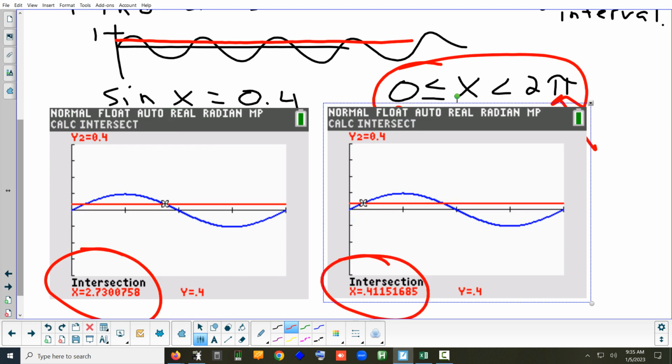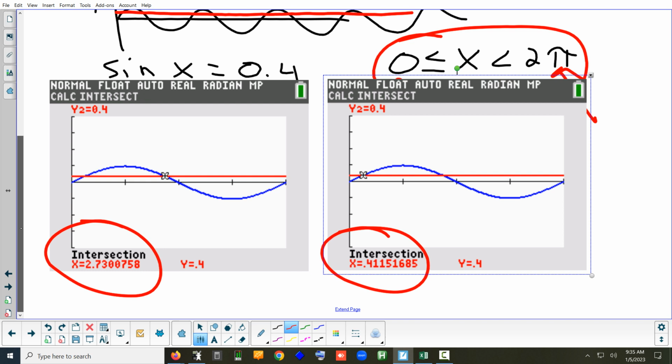So even though there are infinitely many answers to this problem, the two answers that we're looking for are 2.73 and 0.411, or 0.412. Okay. Any questions on how we graphed it and solved it?